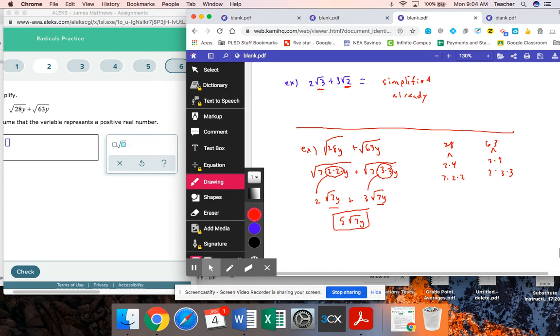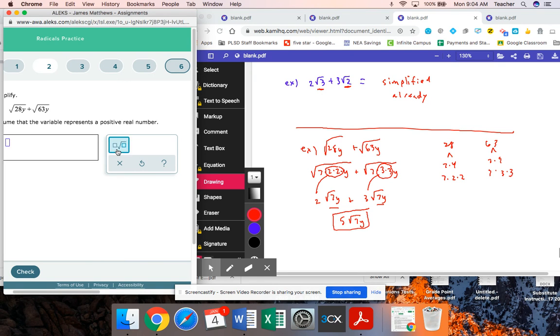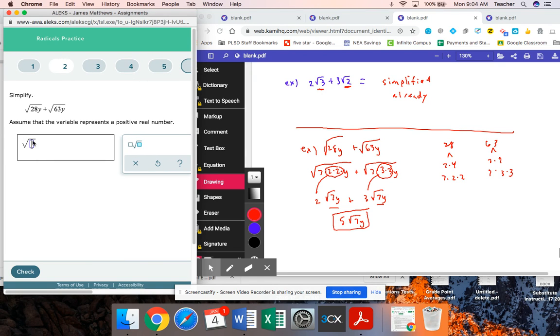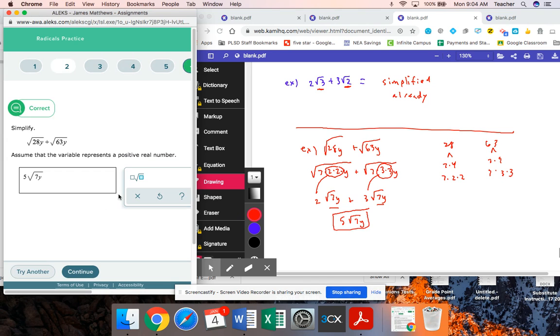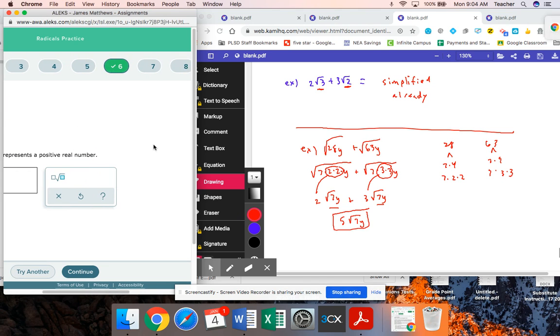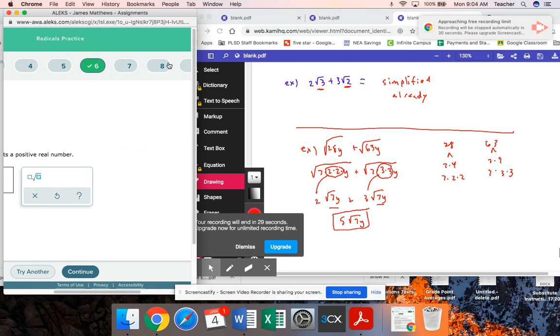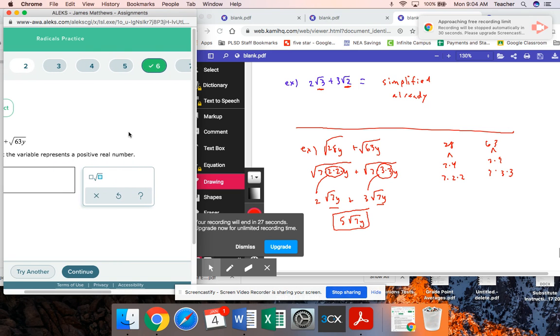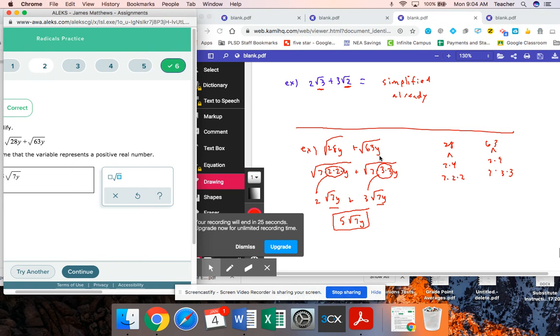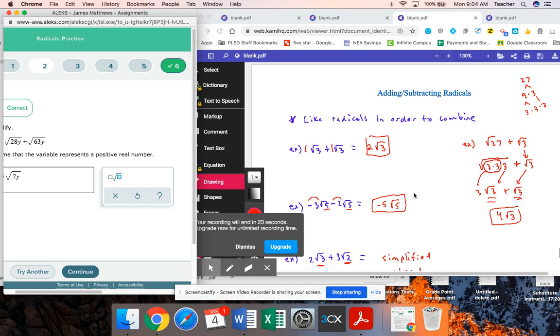All right, so let me write that over here. Looks like 5 times the square root of 7y. And unless I did something really simple as a mistake, we should be good. And I think that's it for the adding. I mean, I can change numbers, I can add more variables, but the process will be exactly the same. We'll move on to multiplying next.